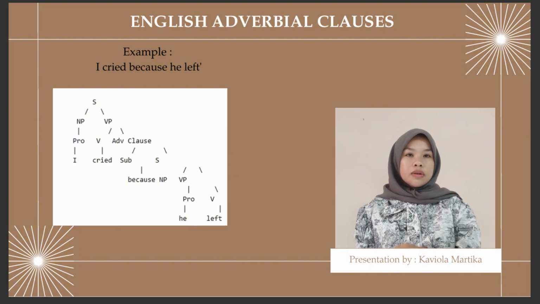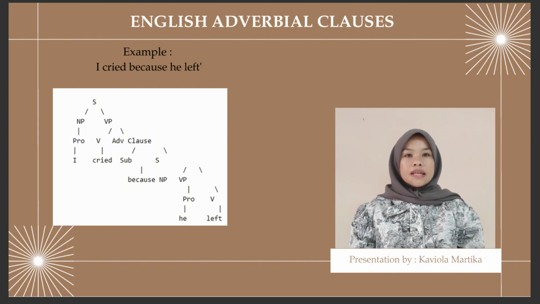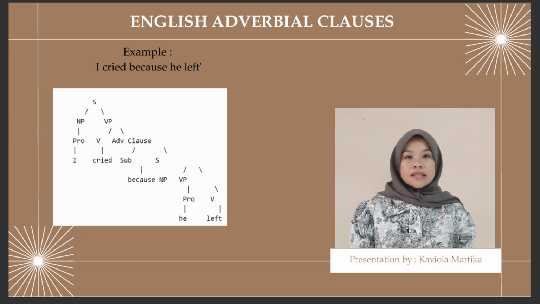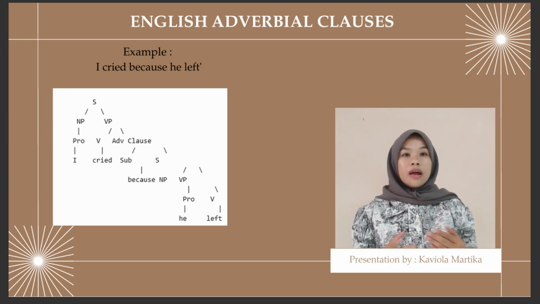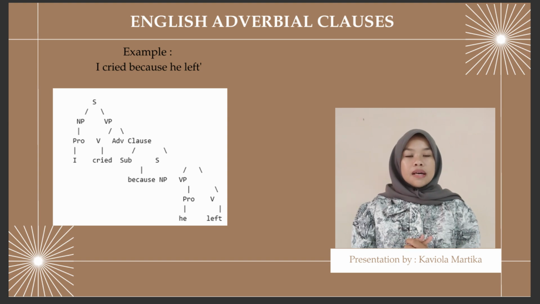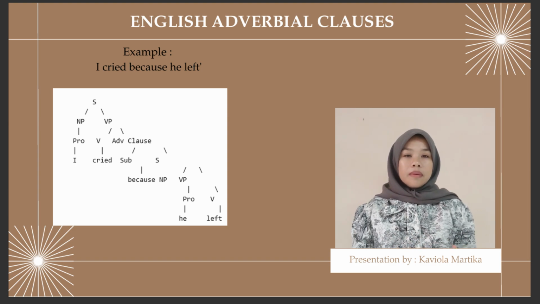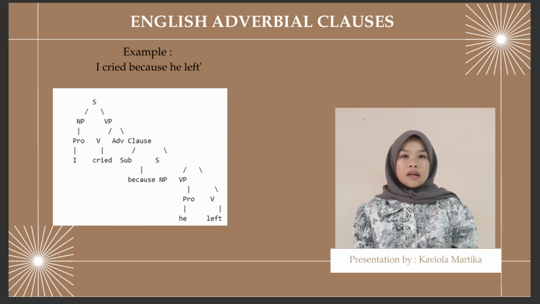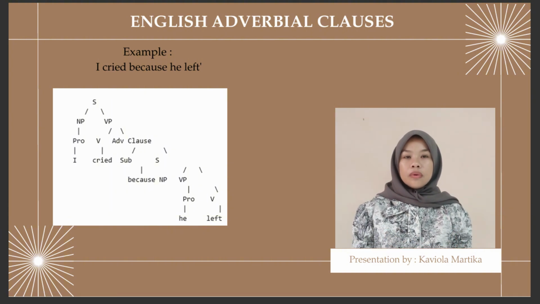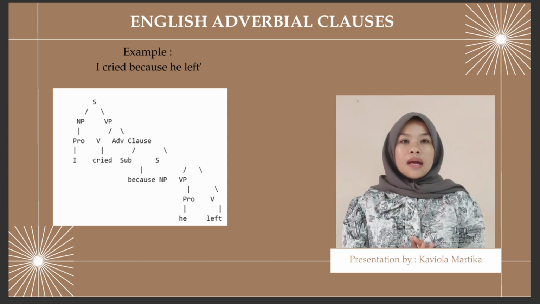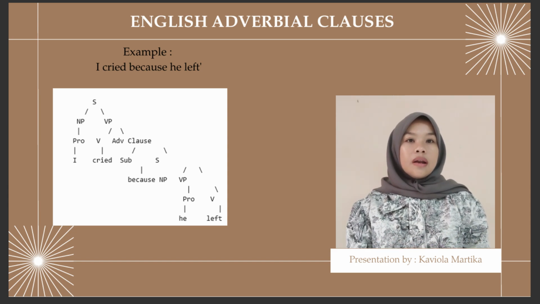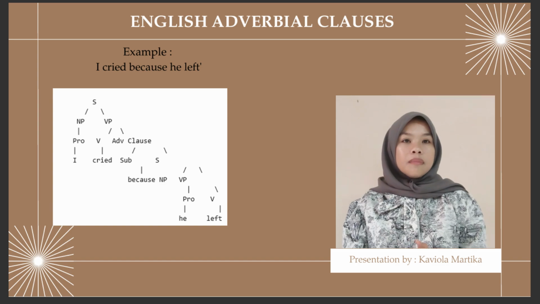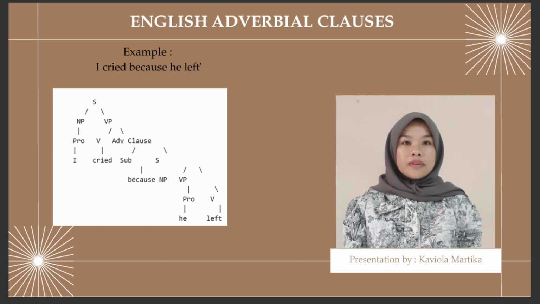Then we move on to the verb phrase, "cried because he left". This verb phrase consists of the verb "cried" and the adverbial clause, "because he left". The adverbial clause starts with the subordinator "because", which indicates cause, followed by a subclause that has an S structure. This subclause consists of a noun phrase, "he", and the verb phrase "left".